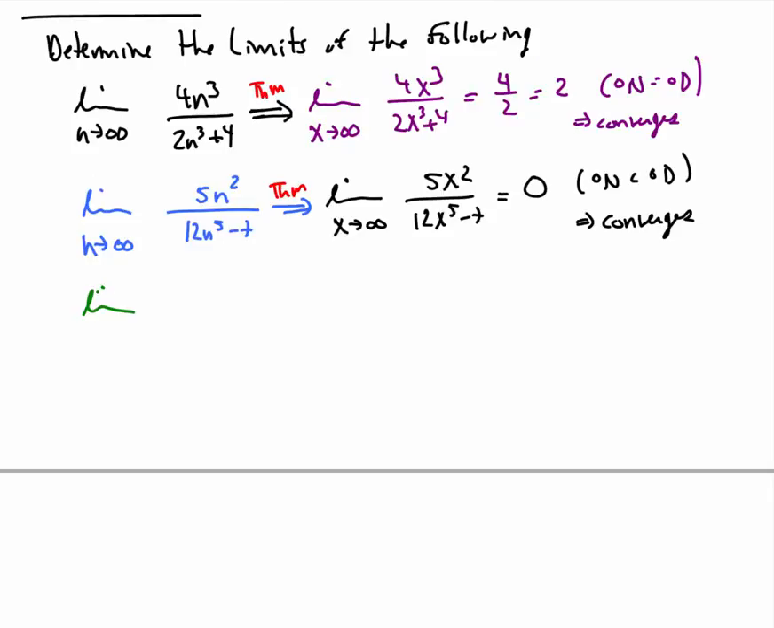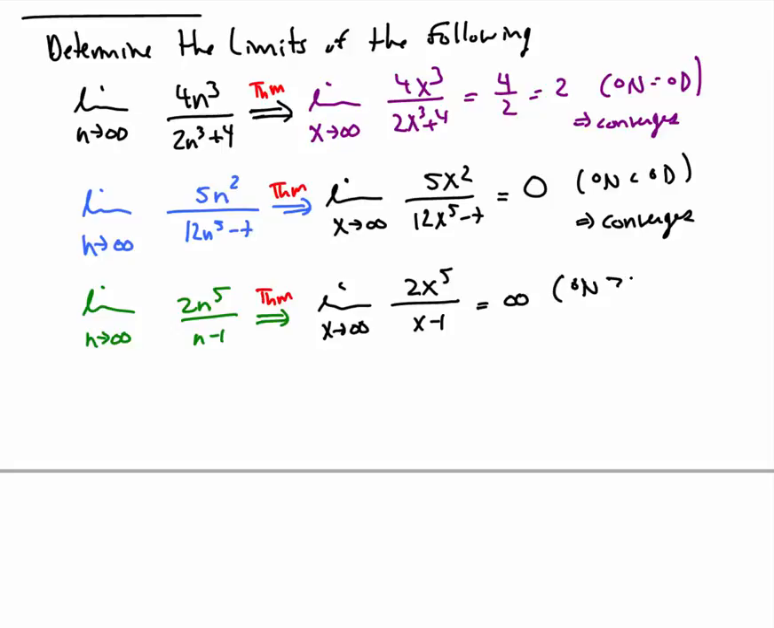Let's look at the limit as n approaches infinity of 2n to the 5th over n minus 1. Now for this one, I use that same idea of the theorem to take it from integers to real number values. So I'm looking at the limit as x approaches infinity of 2x to the 5th over x minus 1. This is equal to infinity because the degree in the numerator is greater than the degree in the denominator. Both the numerator and the denominator are going toward infinity, but the numerator is going faster because it has the higher power. So that means that this one diverges. The terms are getting larger and larger in this particular sequence.